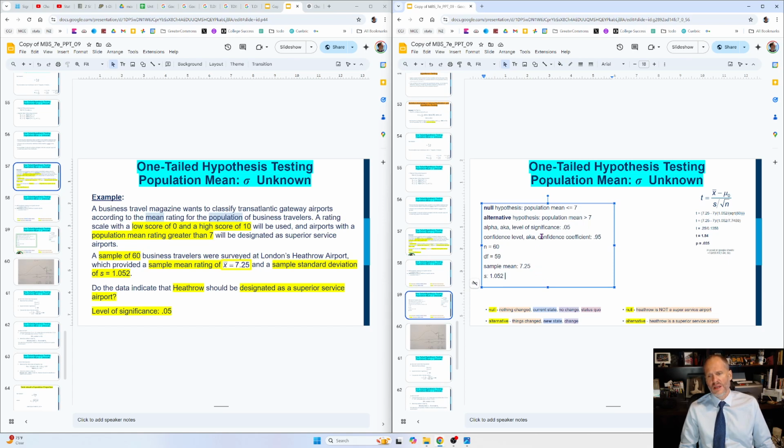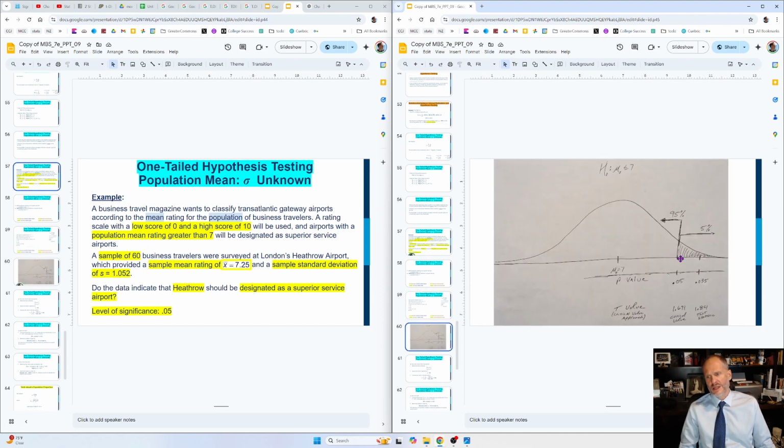And so here is our level of significance, and that's going to be up in one tail. So we're going to see it up here in this tail because we're wanting to see, is it big enough to make it up there? And if it makes it up here, we're going to reject the null hypothesis. And remember, here's the null hypothesis. The null hypothesis is that the population mean, the status quo, the current state, the population mean is less than or equal to 7.